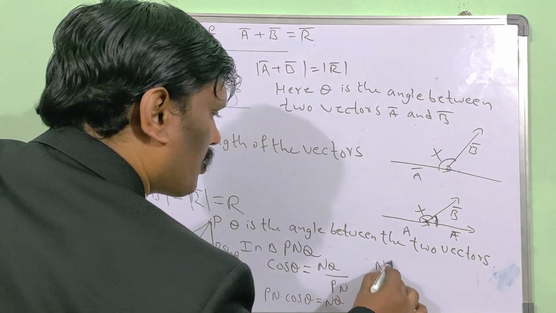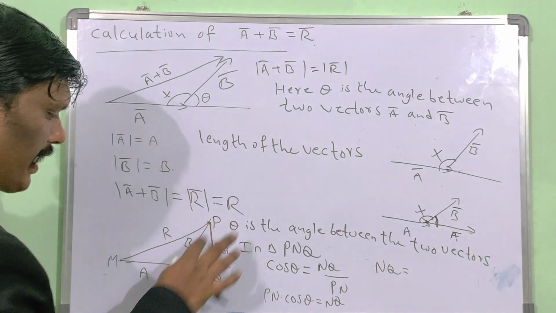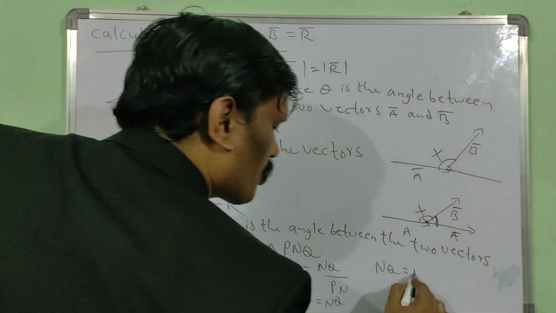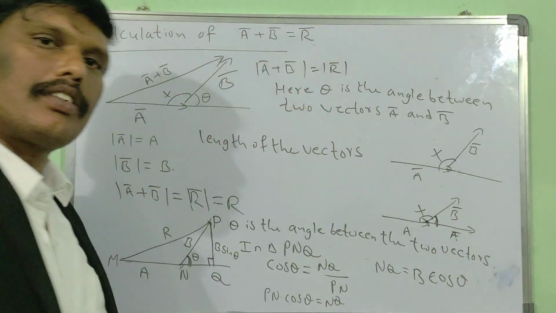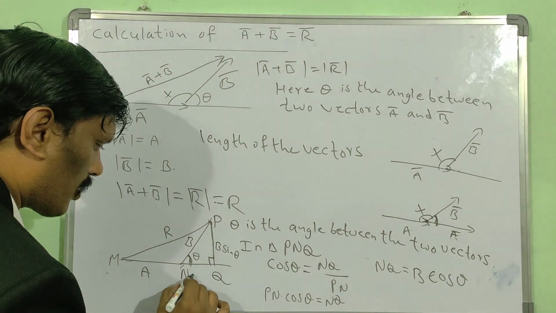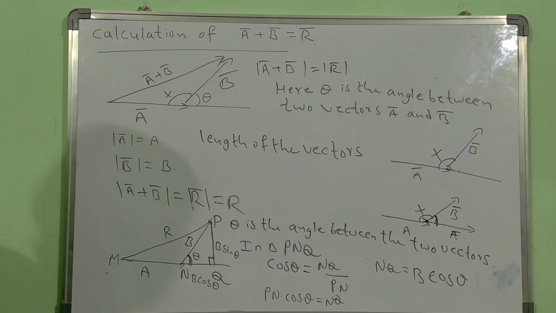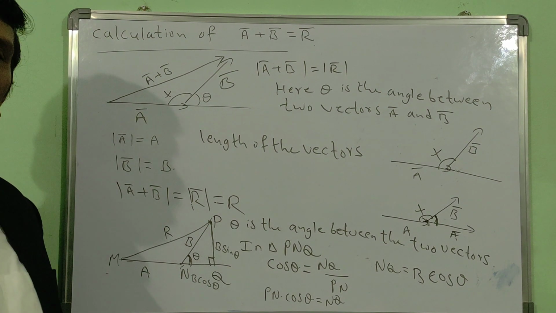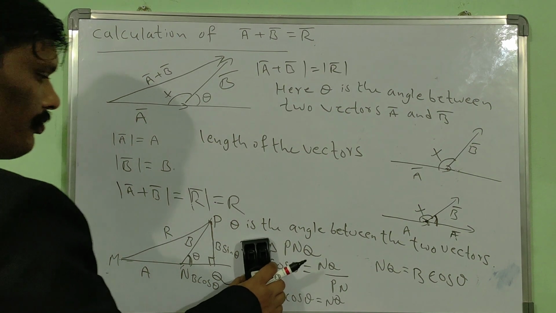So from here, what is NQ? PN into cos theta. But what is PN? PN means B. So B cos theta. So NQ means B cos theta. Now the NQ value I got is B cos theta. This is the required triangle to calculate the magnitude of the vector sum of A bar and B bar.